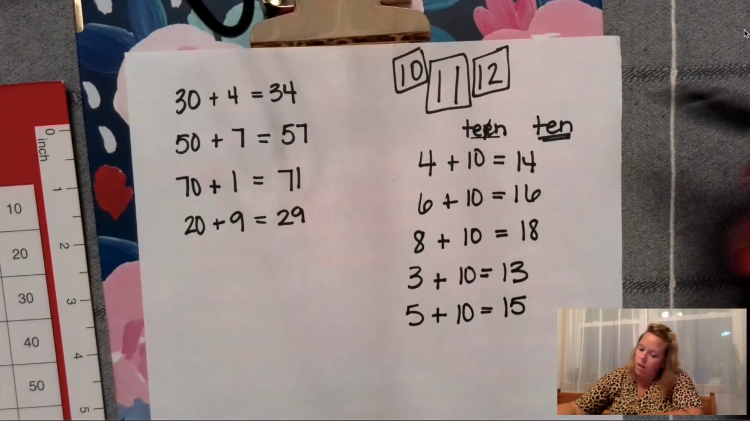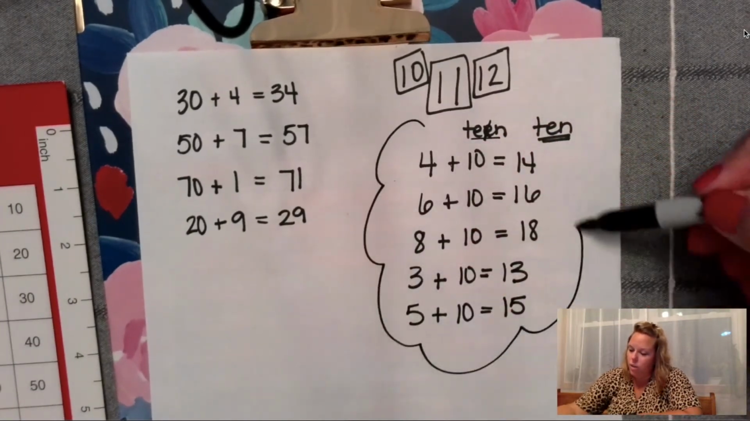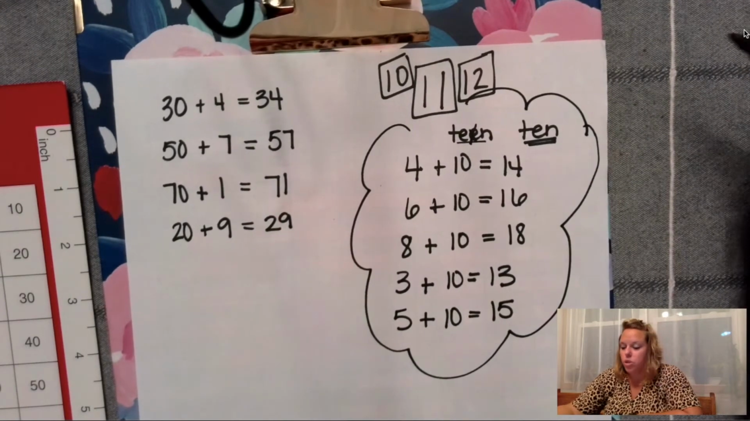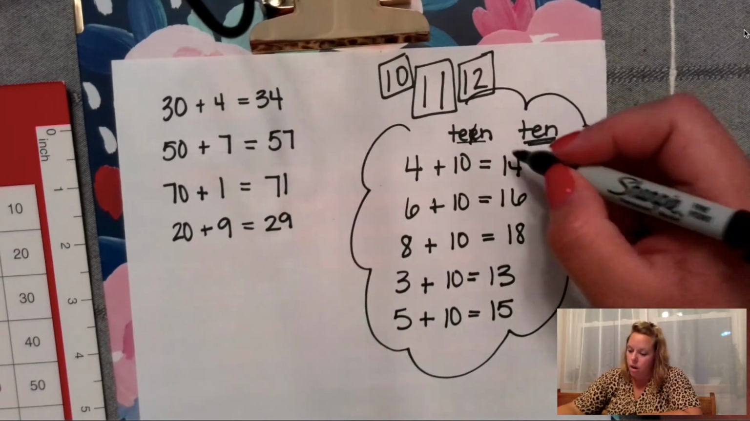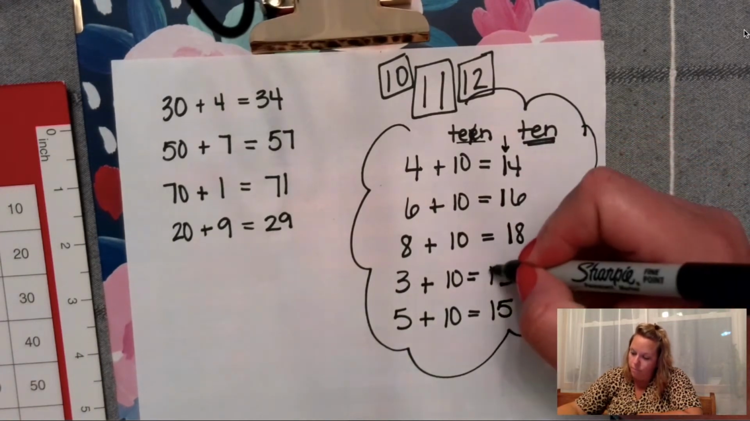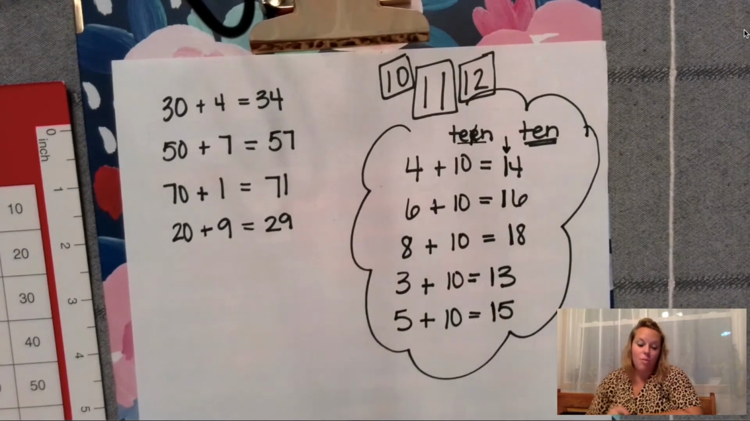Okay. Now, what was the trick for the teen numbers? If you take a look, these were our teen numbers right here. I'll put a little squiggle around them. What was the trick with these teen numbers? All of the teen numbers started with a 1. Okay, they all started with a 1.